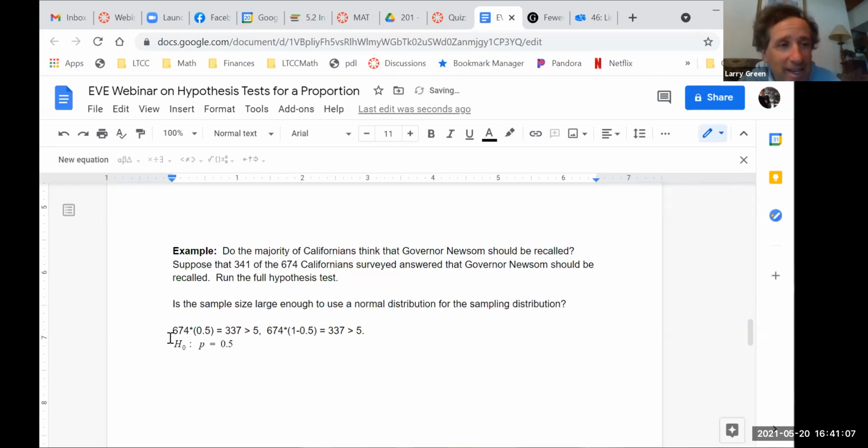So P equals 0.05. And now let's write down H1. We're going to have a P. What inequality? It's kind of written out, but you have to be able to read it right.